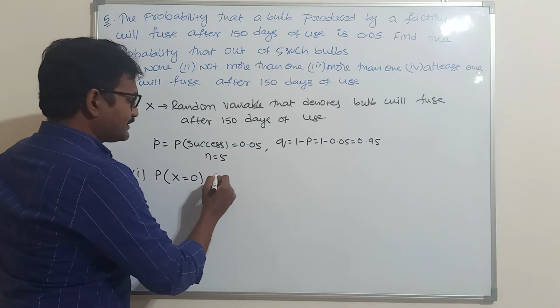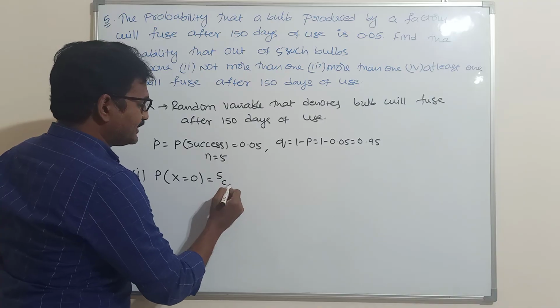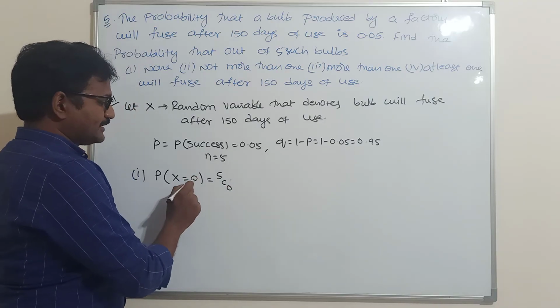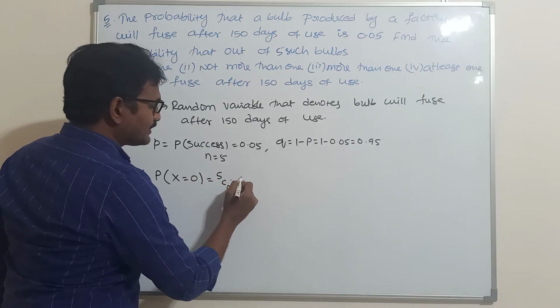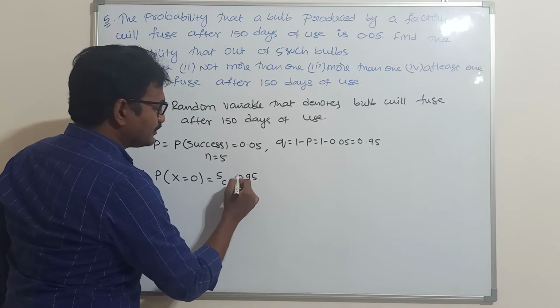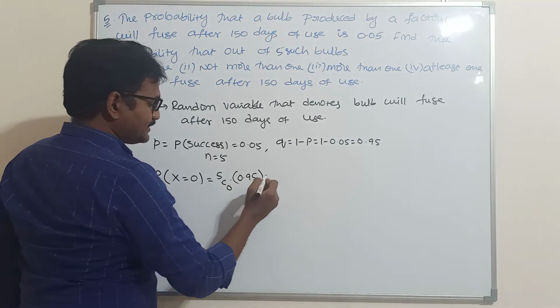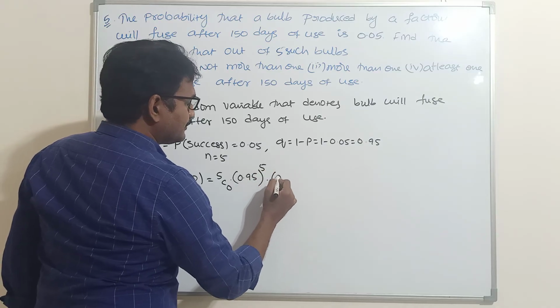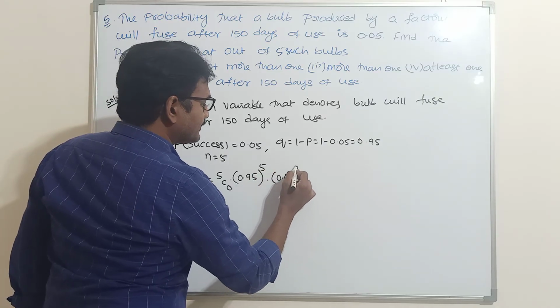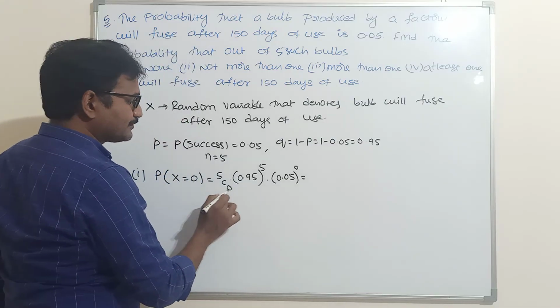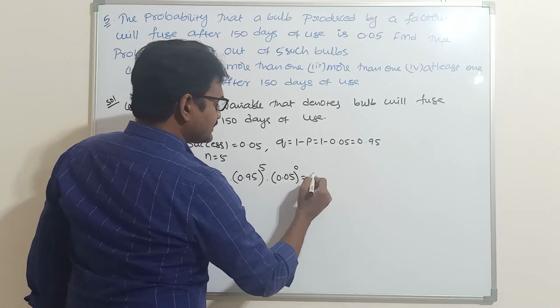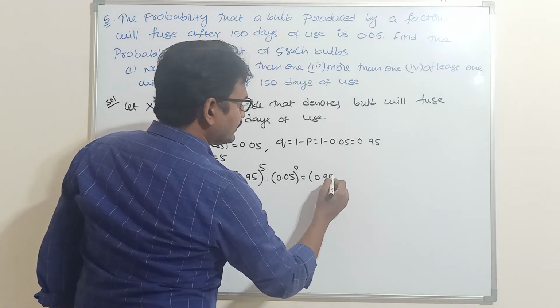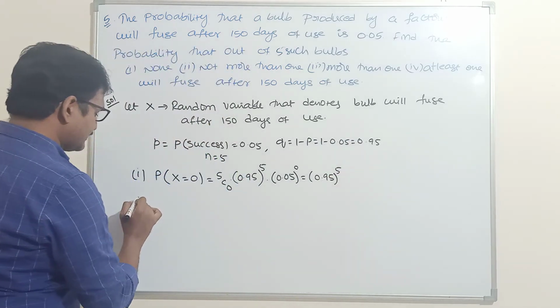So what is the answer for this? 5C0 into 0.05 whole power 0 into 0.95 whole power 5 minus 0, that is 5. This 5C0 is 1, and 0.05 power 0 is also 1. So 1 into 0.95 whole power 5.